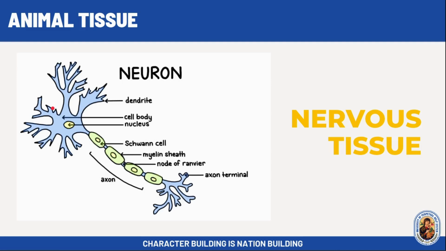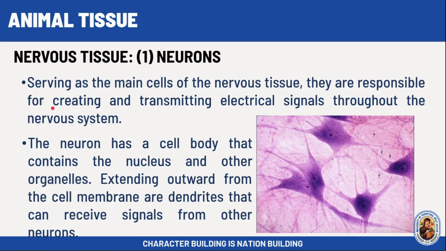Up next, and the final type of animal tissue for our lesson is the nervous tissue. The nervous tissue is formed by two types: the neurons and also the glia. The neurons are the main cells of the nervous tissue. They're responsible for creating and transmitting electrical signals. So pag may stimuli tayo nakuha from the external environment, siya yung magpa-process nun, magdi-distribute ng electrical signals on what to do. The neurons have a cell and a nucleus and other organelles.